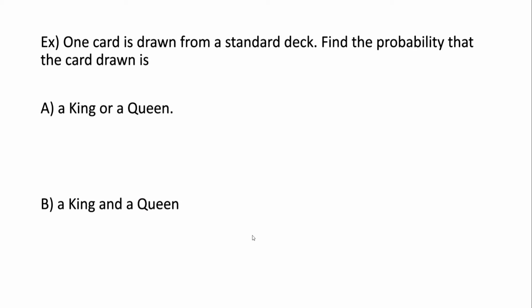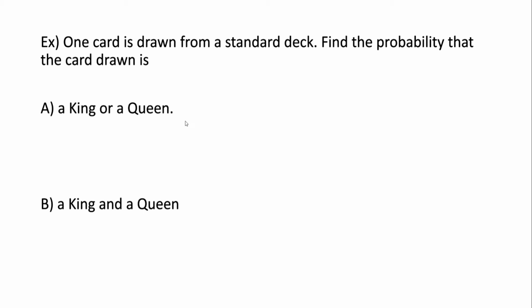Now let's look at another example. One card is drawn from a standard deck. Find the probability that the card drawn is A, a king or a queen, B, a king and a queen. Here I would suggest pausing the video, try to work through it on your own, then hit play to see me go through the answers.